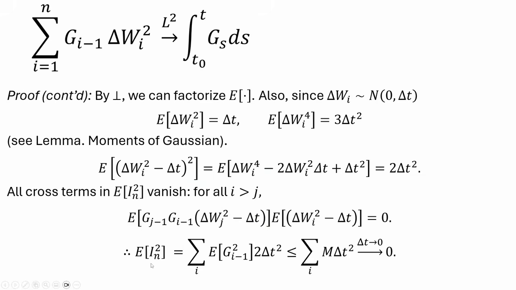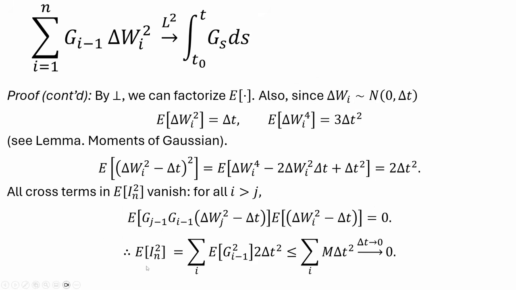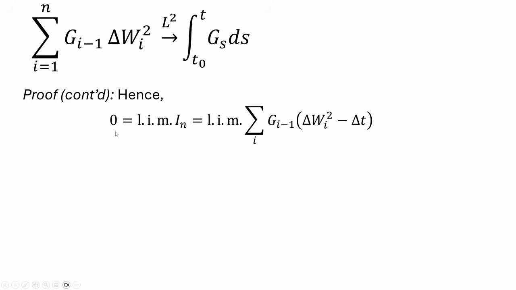And the expectation of I_n squared becomes the sum of E[g_{i-1} squared] times 2 Δt squared. And here, because we assume that g has bounded second moment, this is less than or equal to the sum over i of 2M Δt squared. But look at this sum. This is the exact same sum that we saw earlier in the proof that the integral of dW dt is always 0. So therefore, the expectation of I_n squared tends to 0. Hence, 0 is the mean square limit of I_n.